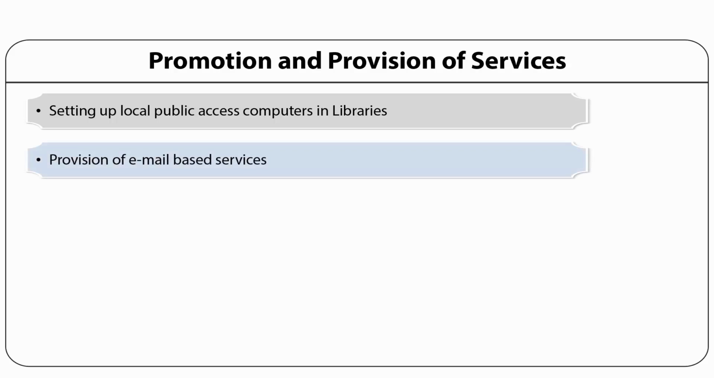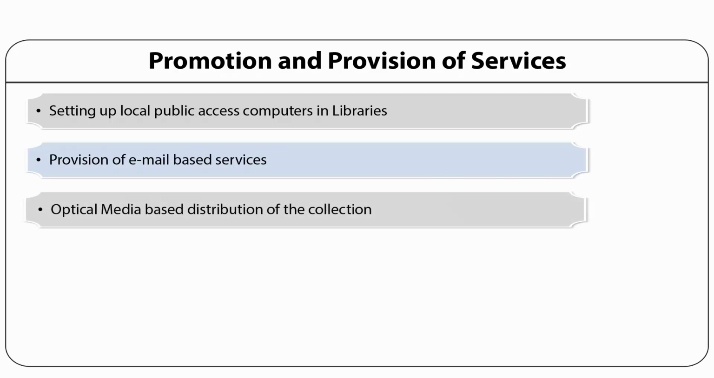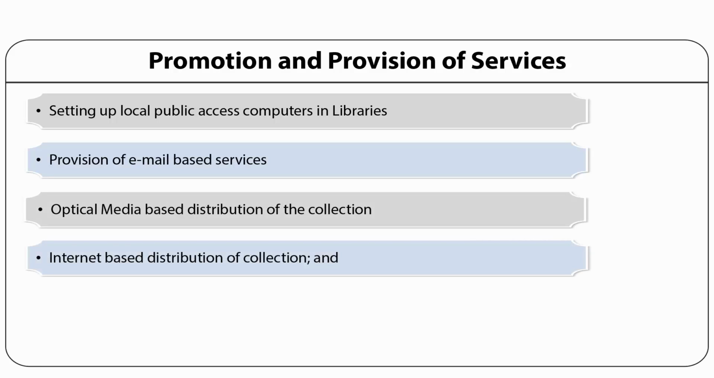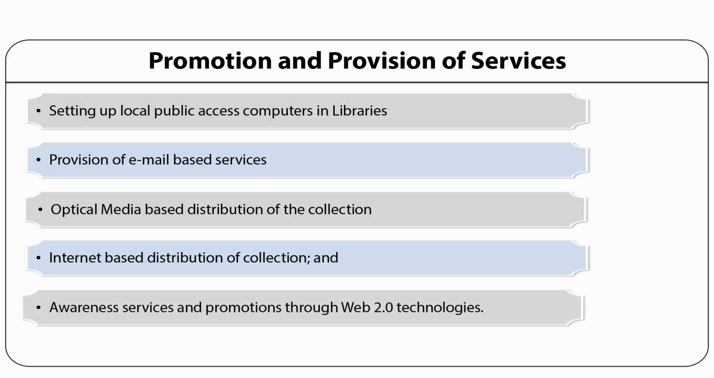Next is provision of email-based services. Whatever email-based services we offer, we can include our documents. Next is optical media, where CD or DVD-ROM based distribution of collections can be done, as well as internet-based distribution of collections. And finally, awareness services and promotion through Web 2.0 technologies. We can share our information through social media, forums, and RSS about our digital libraries and digital collections. Based on this, we can promote our digital libraries.